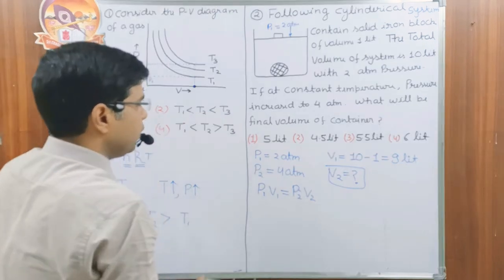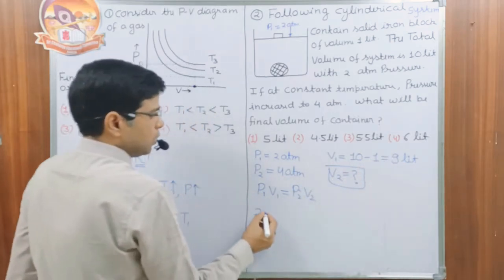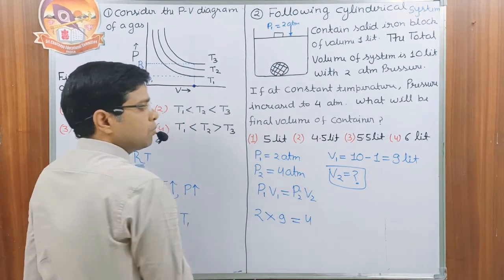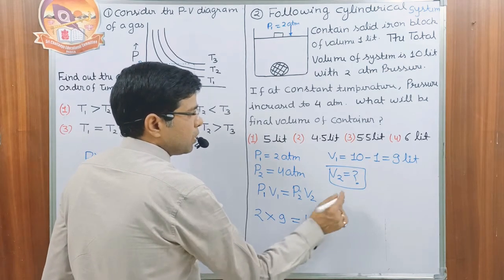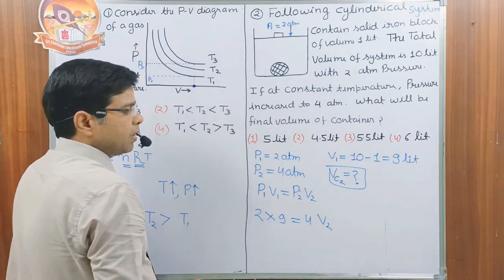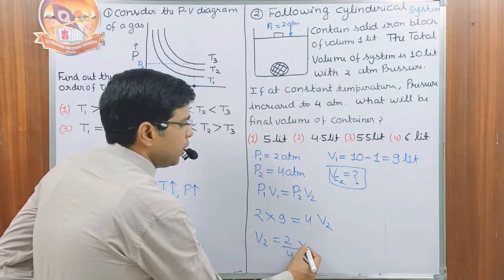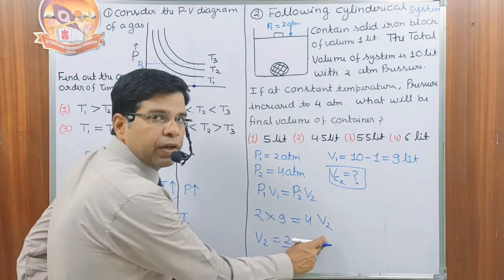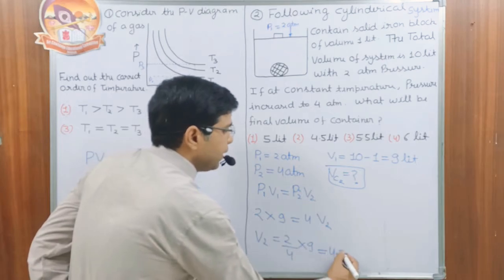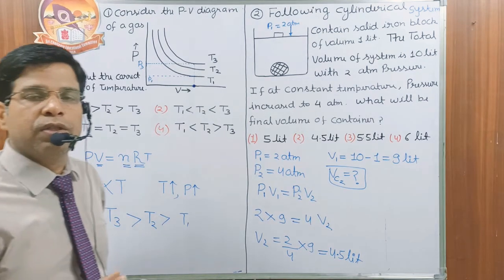Now we put in the values. Pressure initially is 2, volume initially of the gas is 9, and final pressure is 4. We first have to find the volume of the gas at the second condition. So V2 = 2/4 × 9, that is half into 9, so 9/2, which is 4.5 liter. This V2 is the volume of the gas.